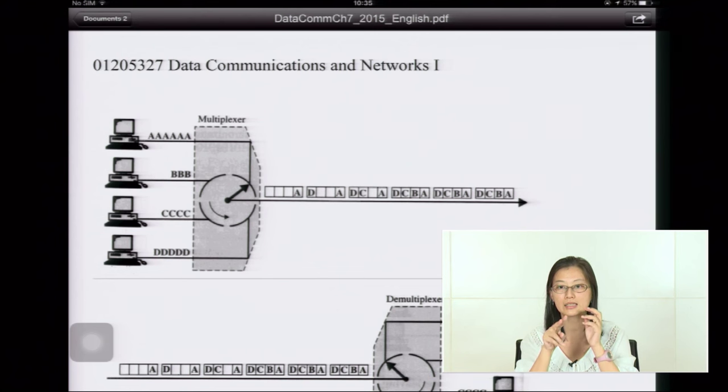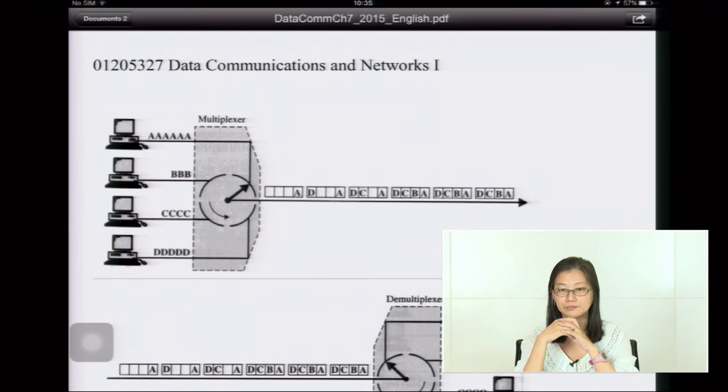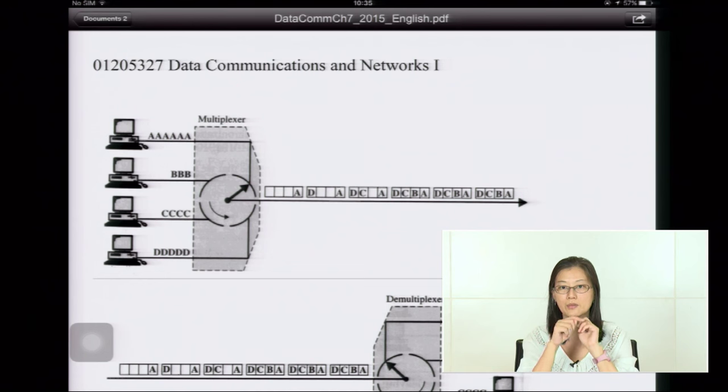So you can see that the first packet on the right is the first that comes out. Since all users have data to send at the first slot, it is complete: A, B, C, D. Then when it turns for the second time, the packet is complete, A, B, C, D. The third is also complete.